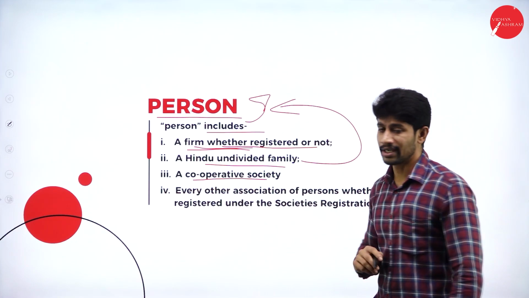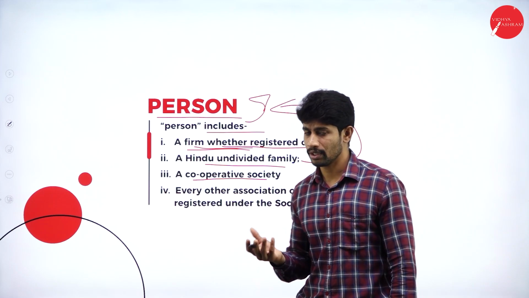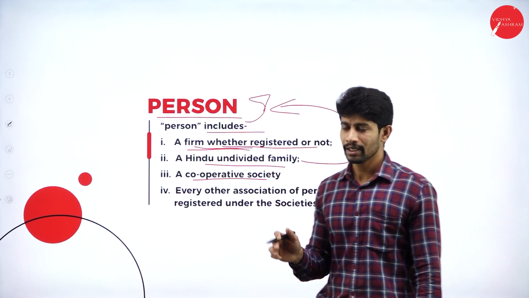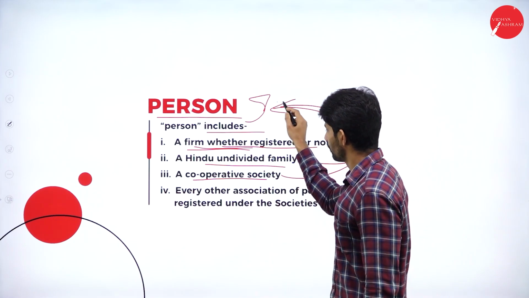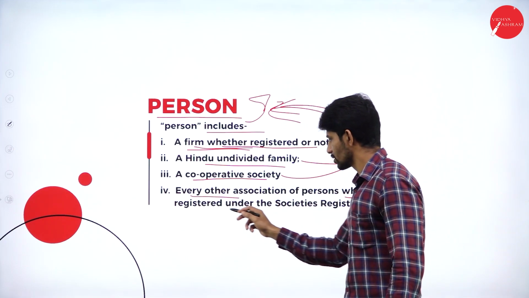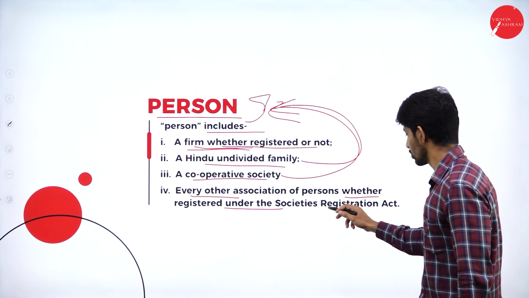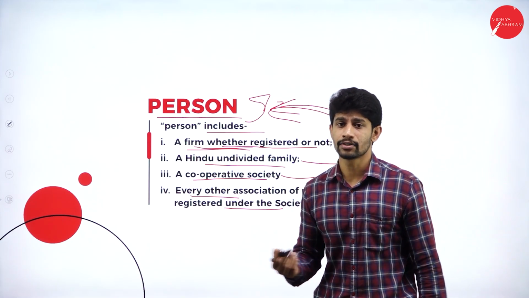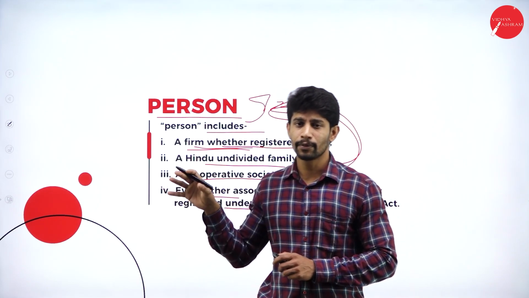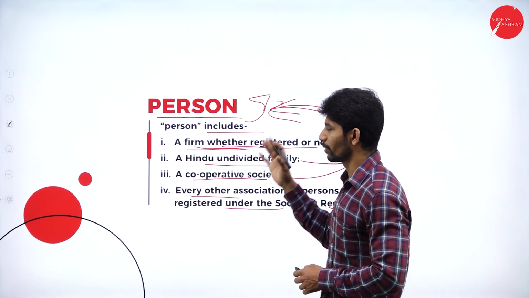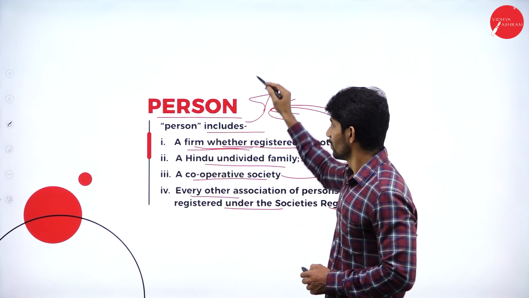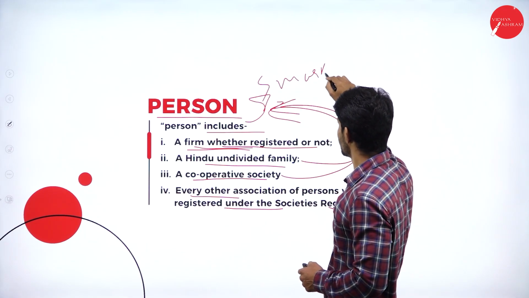Next, a cooperative society. You all know what a cooperative society is. To cooperate or to serve the society, they make an association, that is called a cooperative society. That cooperative society is also called a person. Next, every other association of persons, whether registered under the Societies Registration Act or not. So if a group of people associate together for some cause, then those people are also called a person according to the Consumer Act 1986. This is also a very important terminology. They might ask this question for 5 marks in the main exam.